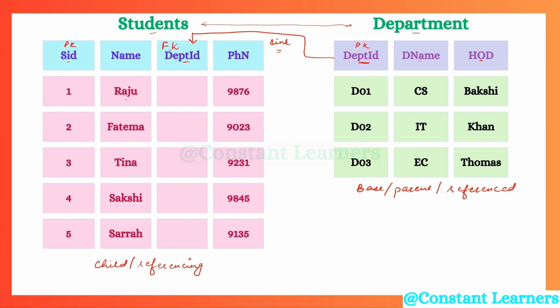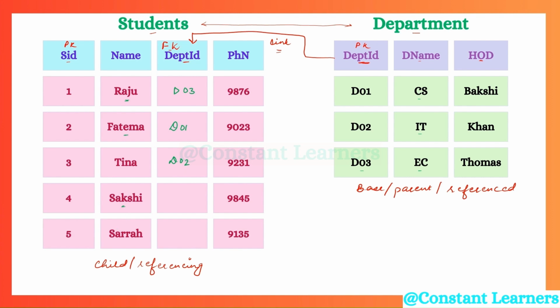Now, let's say Raju is studying in the EC department. So here in the department ID, we will get D03, right? EC's department ID is D03. Then let's say Fatima is studying in the CS department. So here we will get D01, correct? Tina is, let's say, in the IT department, whose department ID is D02. Alright. Now Sakshi is a little confused.